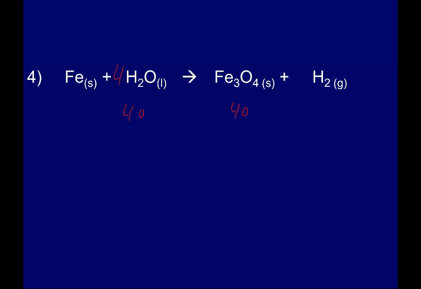Next, let's think about the hydrogens. I've got how many hydrogens on this side? 4 times 2 is 8 hydrogens. How do I get 8 over here? I multiply by 4. 4 times 2 is 8 hydrogens. They're balanced. Oxygens are balanced and hydrogens are balanced. Last thing to do is worry about the irons. 3 irons on the right, 1 iron on the left. Multiply it by 3, and this thing is balanced.